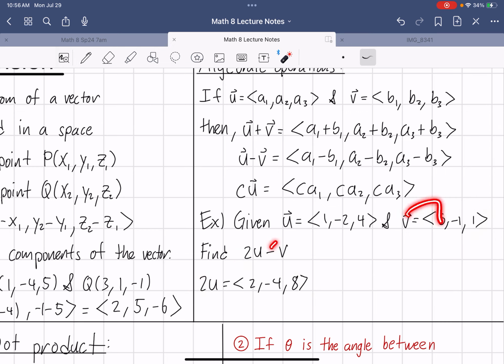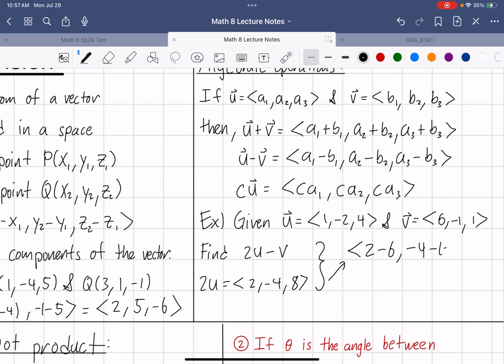But if you distribute the negative, that means then you're going to add the vectors versus subtract them. But to keep this nicer, I'm just going to take the vector 2u, which is going to be 2, and then I'm going to subtract it by 6. And then -4 minus -1, and then it's going to be 8 minus 1.